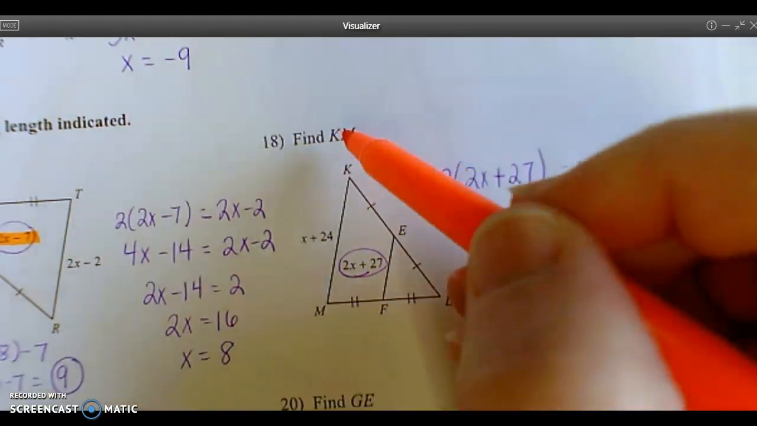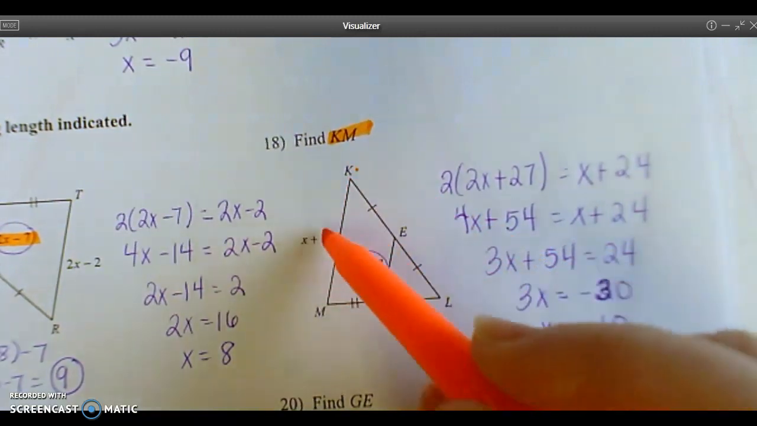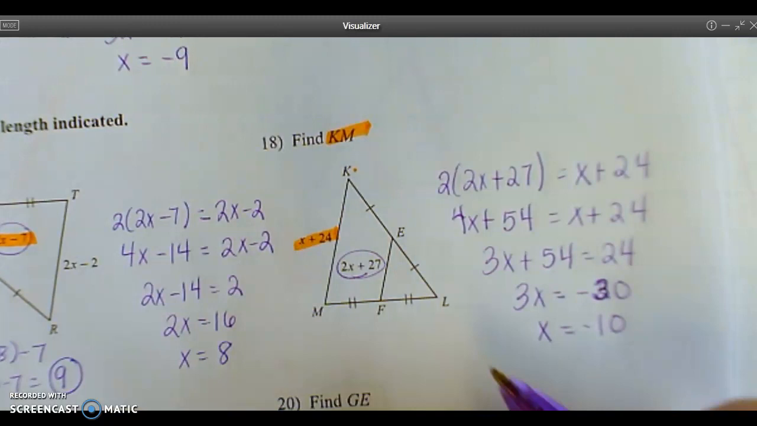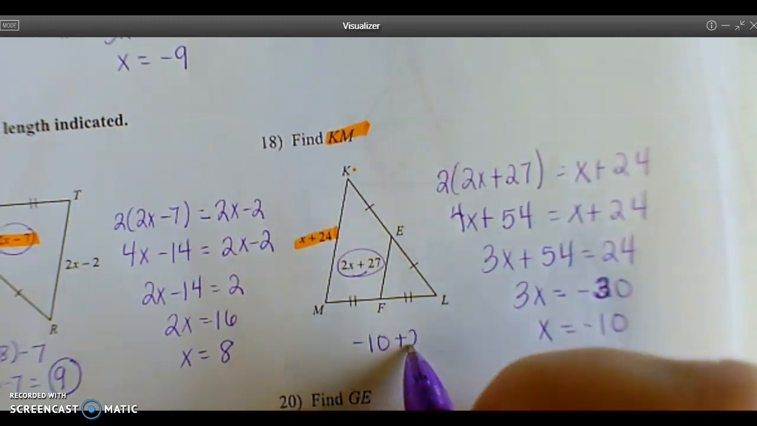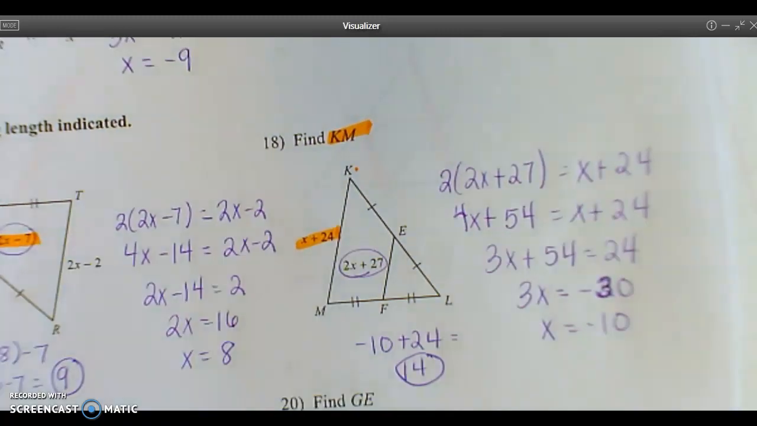Now, because the problem said find KM, then I come over here. Okay, KM is here. That means I'm using this one. And I'm going to plug the x right back into that. So I'll have negative 10 plus 24, which is 14, and 14 is my answer.